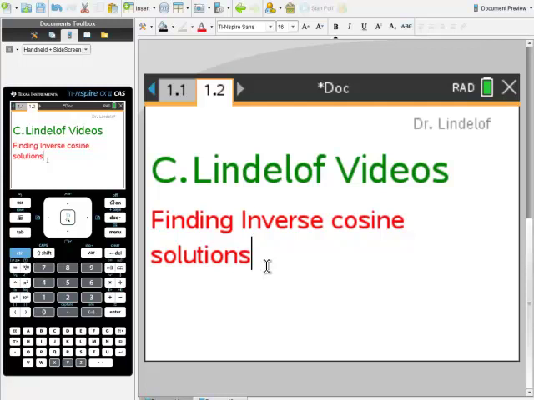Okay, today we're going to work on using our TI-Nspire CAS calculator to find inverse cosine solutions. Before we do that, I just want to be sure that we understand what we're actually asking for. And what we are asking for is simply this.